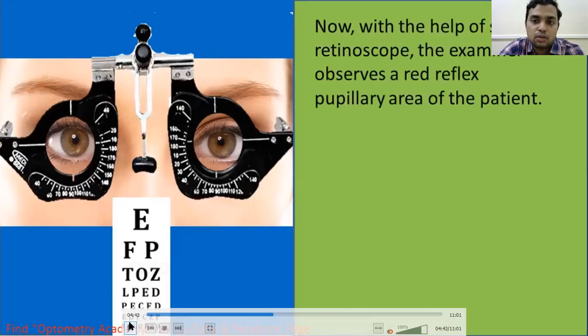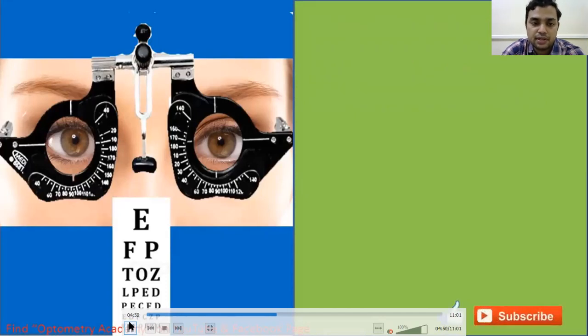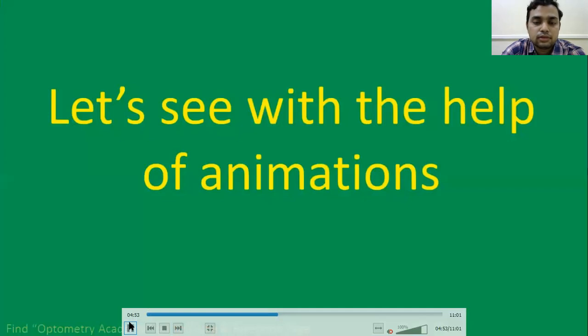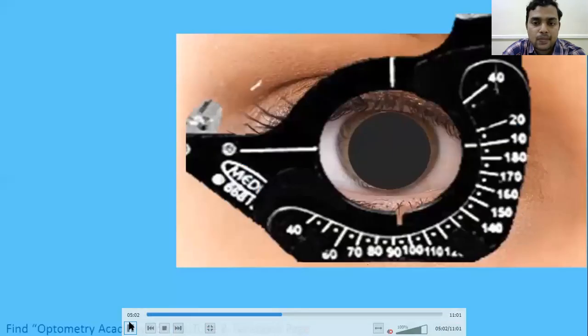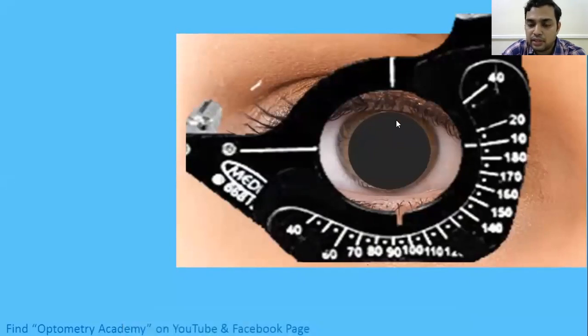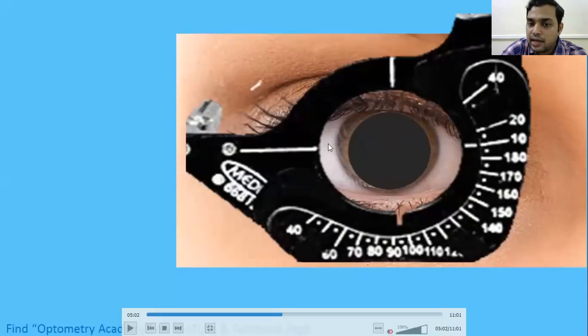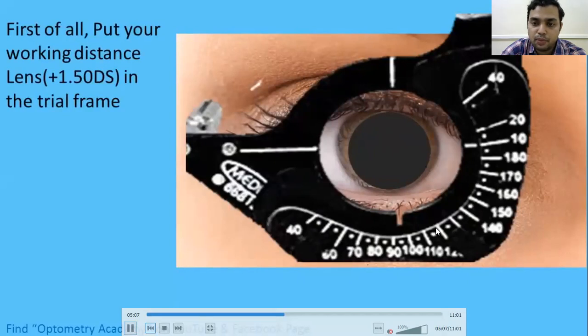Now with the help of a streak retinoscope, the examiner should observe the red reflex in the pupillary area of the patient. Let's see with the animations. So we have to observe here. The first step is we have to dilate the patient with the help of cycloplegics and mydriatics. Then we have to put the trial frame, and we have to observe the reflex in the pupillary area.